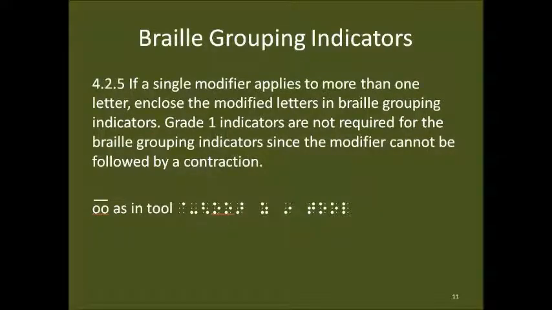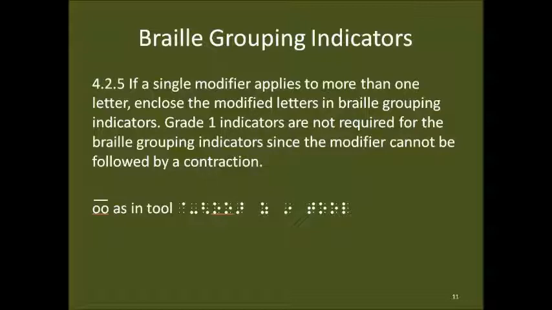Once more on Braille grouping indicators. If a single modifier applies to more than one letter, enclose the modified letters in Braille grouping indicators. Grade 1 indicators are not required for the Braille grouping indicators since the modifier cannot be followed by a contraction. We just talked about that with blessed and theater. So since a modifier can't be followed by a contraction, the Braille grouping indicator would not be misread as the contraction for AR. So we do not need a grade 1 indicator there.